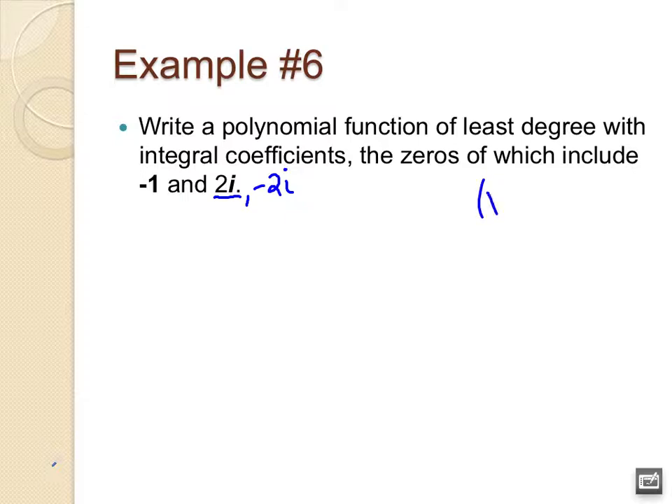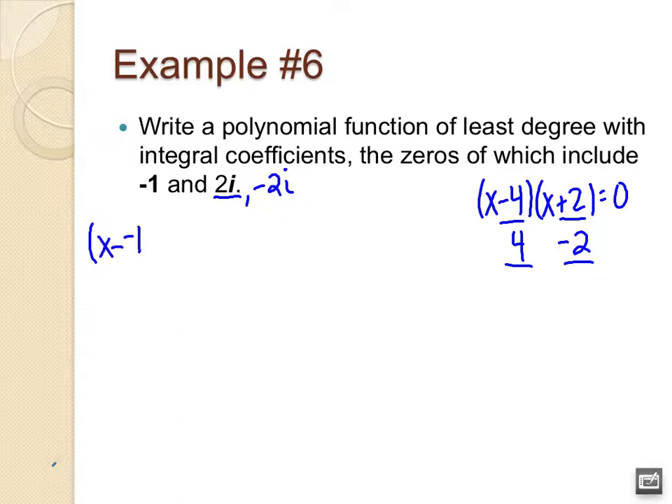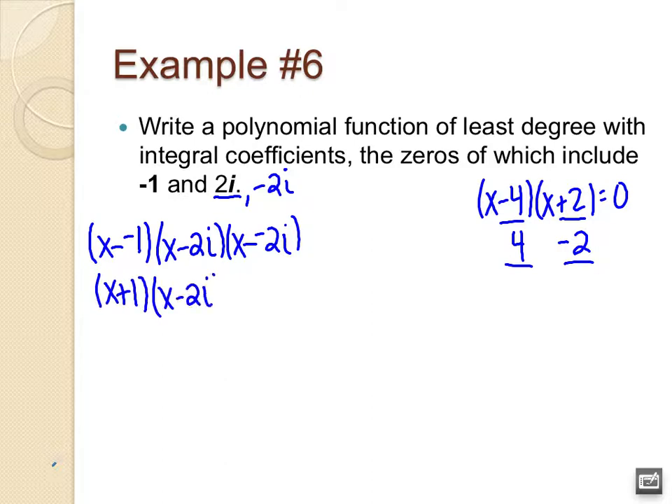So let's think back when we factored. If we got x minus 4, x plus 2 equals 0, we got 2 zeros of positive 4 and -2. Notice that these are opposite signs. -4, positive 4. Positive 2, -2. Because we're subtracting. So to start out this problem, I'm going to do x subtract -1. And then I have x subtract 2i and x subtract -2i. Simplifying, I get x plus 1, x minus 2i, and x plus 2i. This is equal to f of x.